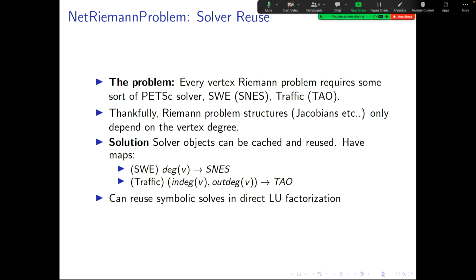And then that way, because these are small problems, I can also just reuse a symbolic factorization when I solve this with direct LU factorization. And you do see significant speedups from doing that, because then the solves become extremely, extremely cheap.